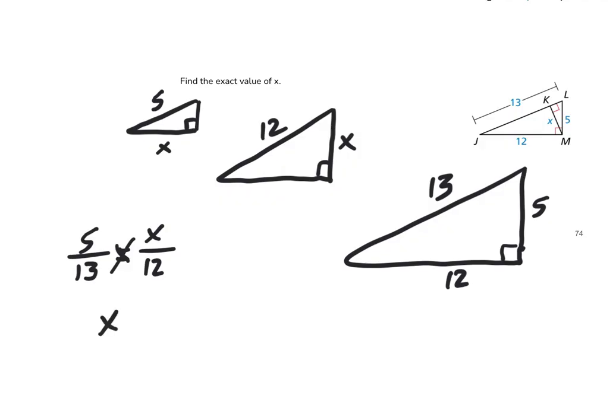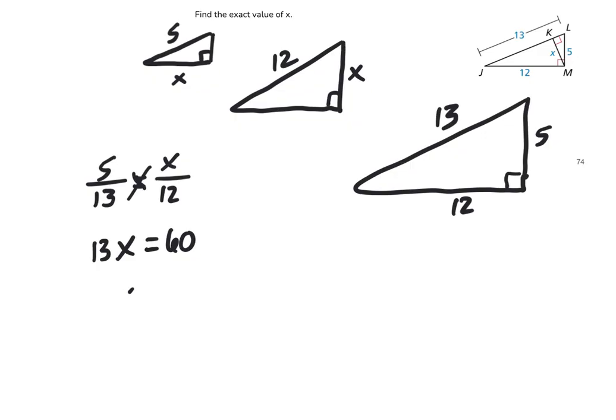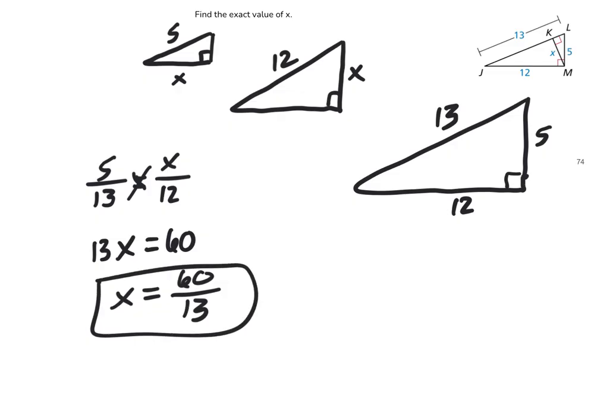When it says to leave your answer as an exact value, this is what we kind of talked about yesterday. 5 times 12 is 60. So it would kind of look like this. And then I divide by 13. And so my exact value here would just be 60 over 13. And that's how I would leave my answer.